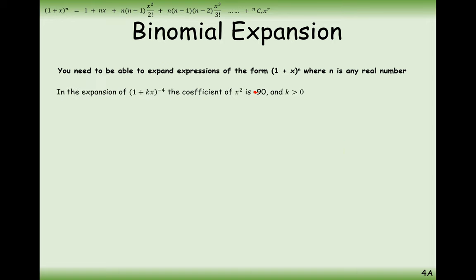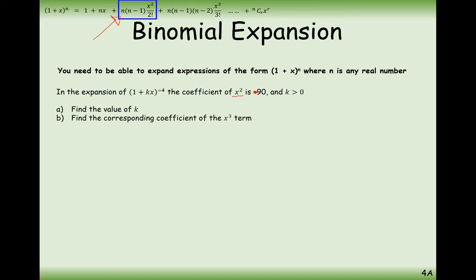Okay, so final question here then. We're going to look at the expansion of 1+kx to the power of minus 4, where the coefficient of x squared is 90 and k is greater than 0. So what we can do here, if we're just looking for the x squared coefficient, is highlight the x squared term in the binomial expansion. We'll just grab that part of the binomial expansion and set it equal to 90.